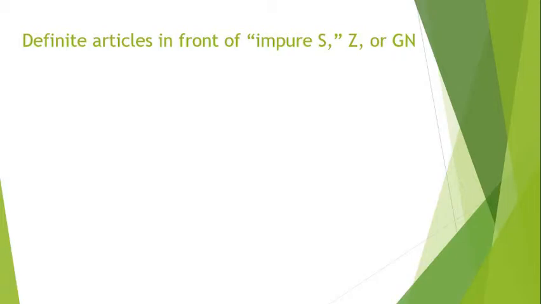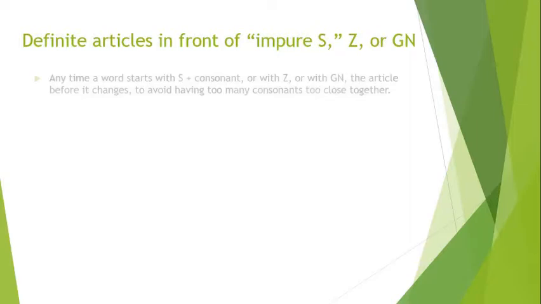So the reason why some articles change in front of impure S or in front of Z or in front of GN is because Italian wants to avoid having too many consonants all right next to each other. It makes it kind of hard to pronounce, right? So GN is the ñ sound, that's already two consonants next to each other. And the Z sound, Z is pronounced like a TS, right? And so that's already two consonant sounds. And so if an article right next to it had a third one, it would make it pretty hard to pronounce. Very, very rarely in Italian will you see three consonant sounds all next to each other. It almost never happens. And so these articles adapt to adjust for when they're next to these things.